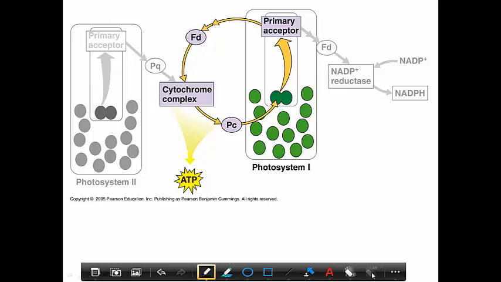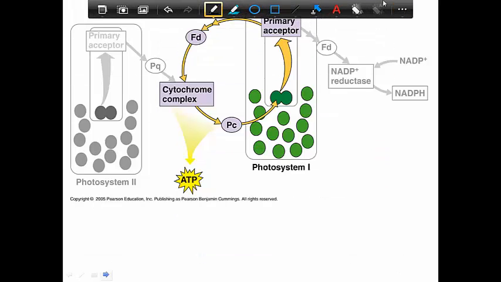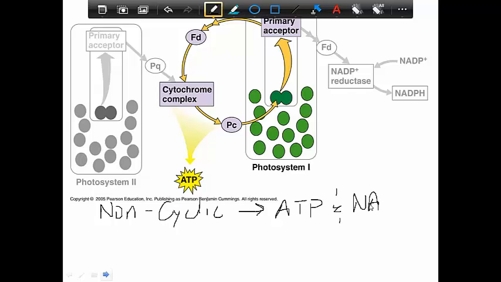Alright, so to make that more clear, since I made a mistake, I want to make sure to clear that up. Non-cyclic makes ATP and NADPH. So it requires both photosystems. Cyclic makes only ATP. And again, the reason goes back to the fact that the Calvin cycle needs 9 ATP for every 6 NADPH. And so at some point it's got to catch up and provide those extra ATP for the Calvin cycle.